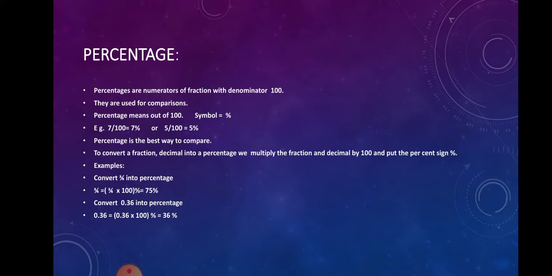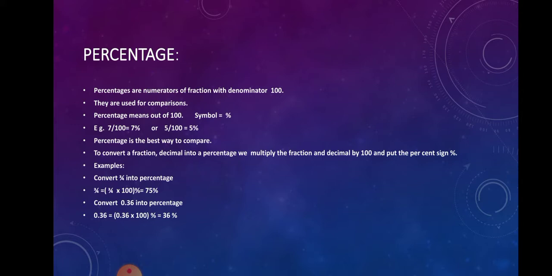To convert a fraction or decimal into a percentage, we multiply the fraction or decimal by 100 and put the percent sign. For example, convert 3 by 4 into percent. First, 3 by 4 multiplied by 100. We reduce by cutting 4 into 100, that is 25, and 25 threes are 75, and then we put the percentage sign.